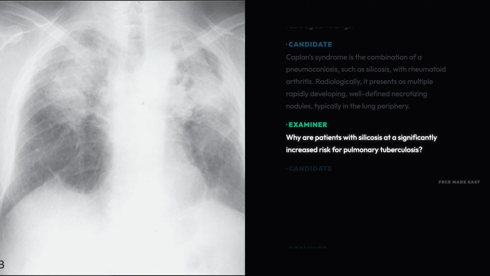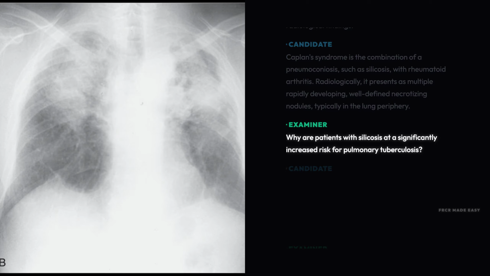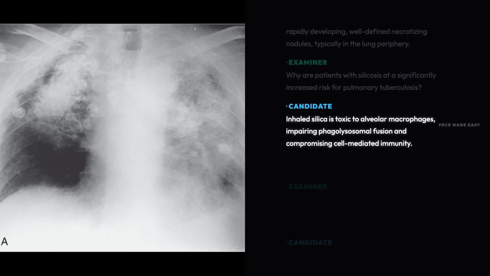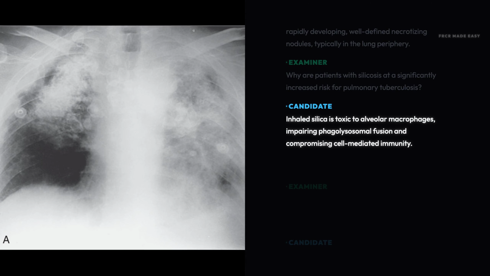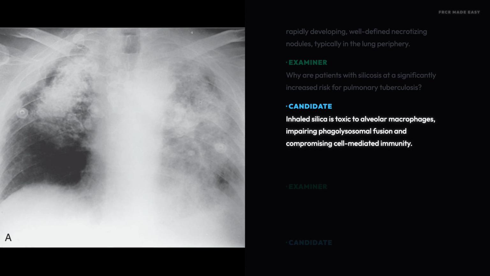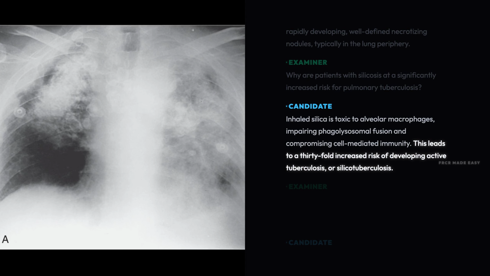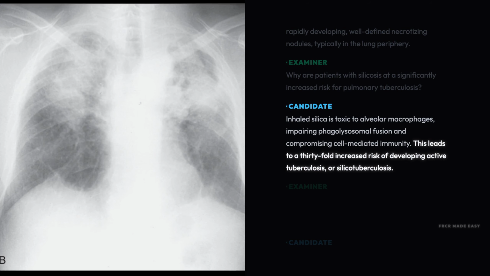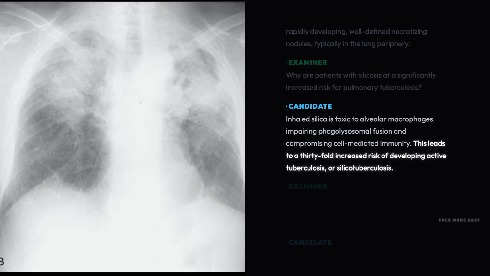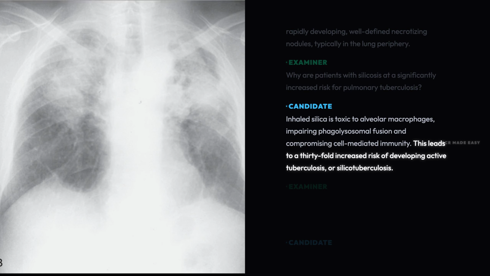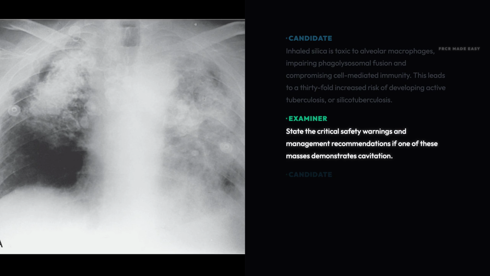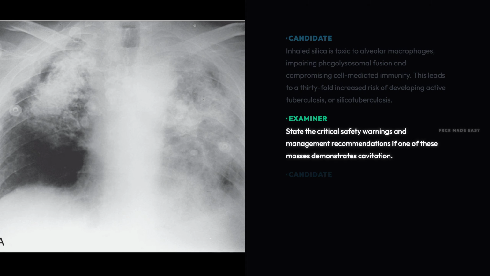Why are patients with silicosis at a significantly increased risk for pulmonary tuberculosis? Inhaled silica is toxic to alveolar macrophages, impairing phagolysosomal fusion and compromising cell-mediated immunity. This leads to a 30-fold increased risk of developing active tuberculosis, or silicotuberculosis. State the critical safety warnings and management recommendations if one of these masses demonstrates cavitation.